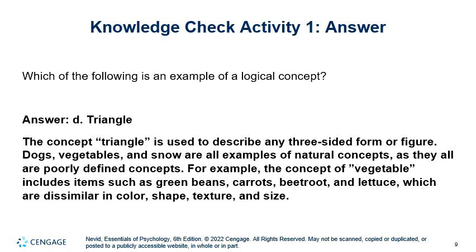Remember, logical means succinct, got a plan of action in place, right? So if you're looking at vegetables, for example, this includes things like green beans, carrots, beetroot, lettuce. There's nothing similar in color, shape, texture, or size, and there are so many different types of vegetables. Hence, this is more poorly defined in terms of concepts.